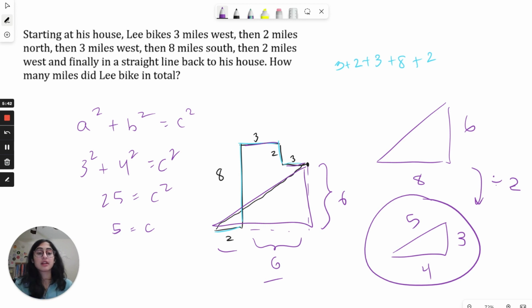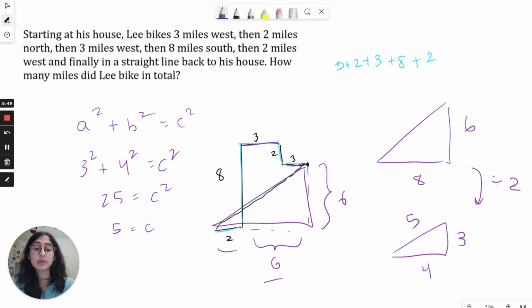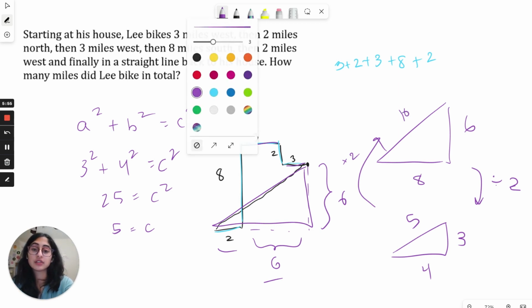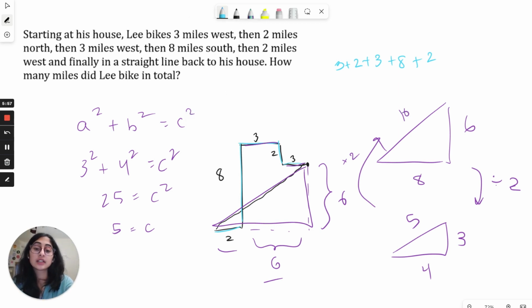So it's worth memorizing. But this isn't our actual distance because, remember, we scaled this triangle down by a factor of 2. So we have to scale it back up by a factor of 2 to get that the actual hypotenuse of this triangle is 10. So this final length that Lee travels at the very end of his journey, this distance, is going to be 10.